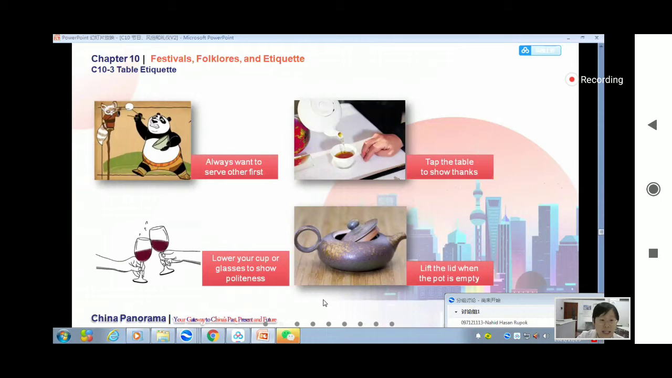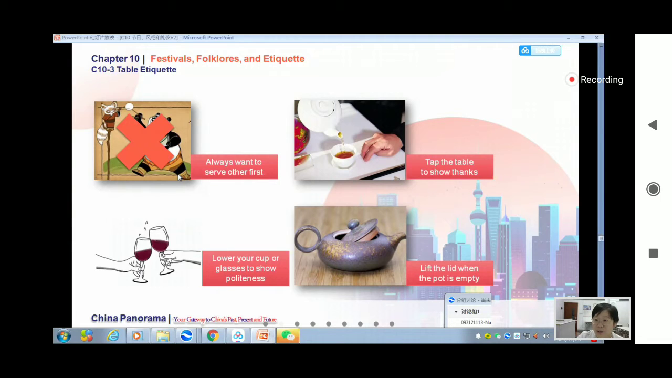And there are other table etiquettes. For example, the first one: always serve others first. Don't be like the panda, Kung Fu Panda, fighting for a bun with his shifu. You have to always serve others first. And tea is often served during the business dinner. In order to show your thanks, your gratitude, you tap the table with 2 fingers. It's like head bowing on the table.